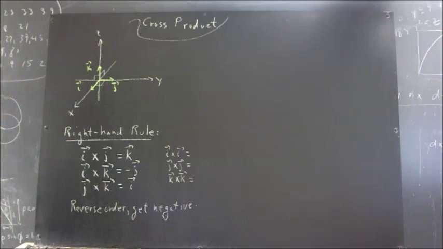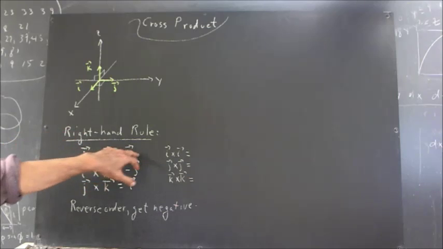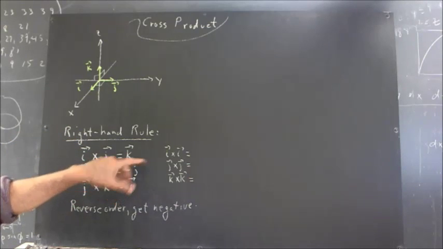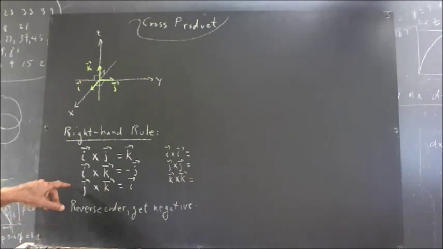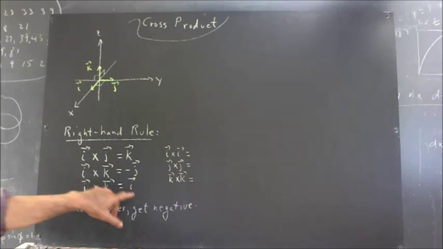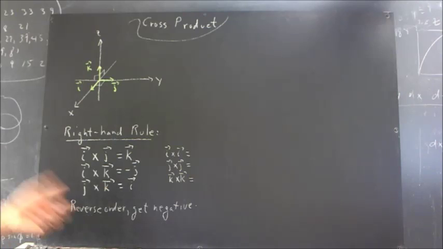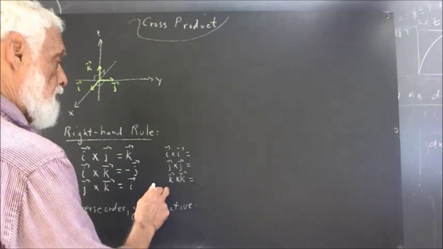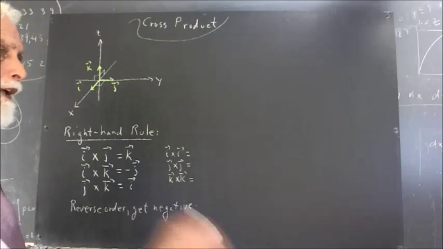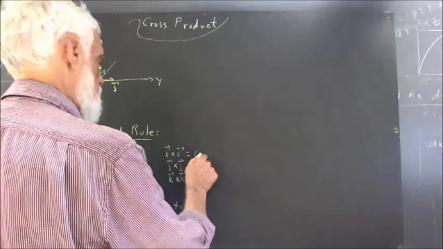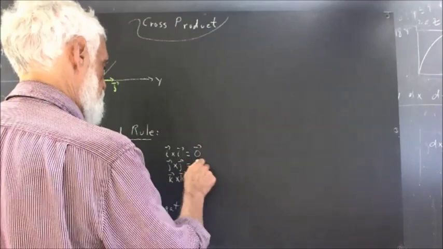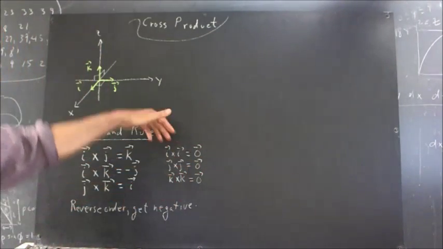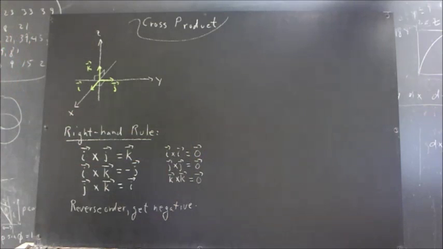And now we can conclude that j cross i would be negative k, k cross i would be the negative of negative j, so it would just be j, and k cross j would be negative i. And the other thing is i cross i equals j cross j equals k cross k. They all equal 0. Well, I'll just go ahead and write the 0 vector in for each of these. Each of these, it's a vector, but it's the 0 vector.